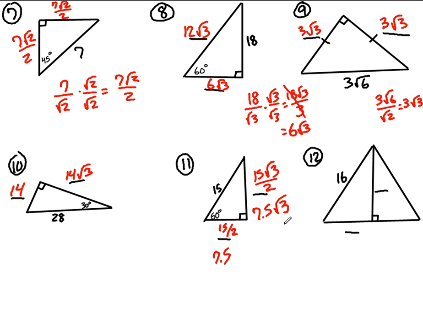Alright, and then number 12, we are given an equilateral triangle. That means that this is a 60-degree angle. That means this has been cut in half to be a 30-degree angle. Yet again, I'm given the hypotenuse. So to get to the short leg, I cut it in half. And to get this altitude, the long leg, just multiply it by the square root of 3. So 8 and 8 square roots of 3.